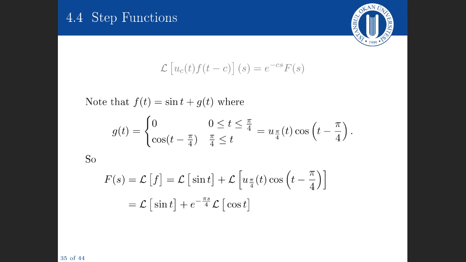This is the key step, so I'm going to repeat this. Instead of u pi over 4, we can take this outside of the Laplace transform, and it becomes e to the power minus pi over 4s. And then instead of cos t minus c inside the bracket, it just becomes the Laplace transform of f of t, or in this case, the Laplace transform of cos t. And this we can write down. We know the Laplace transform of sine, we know the Laplace transform of cos. So this is what we have.